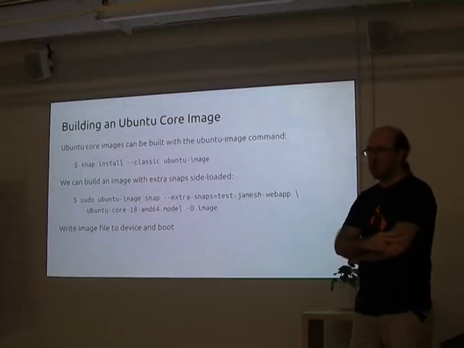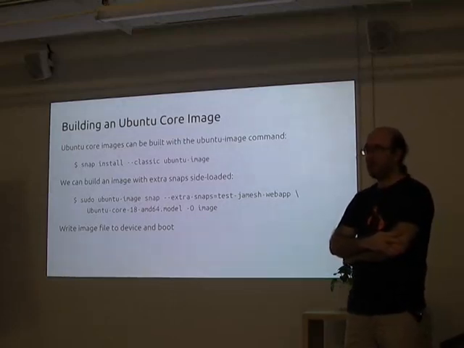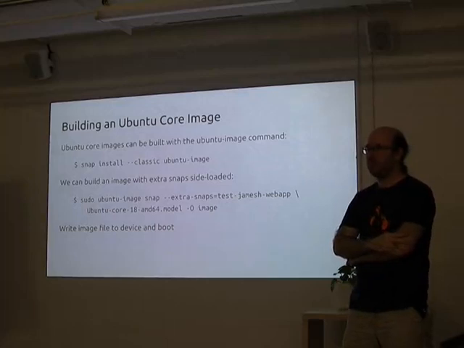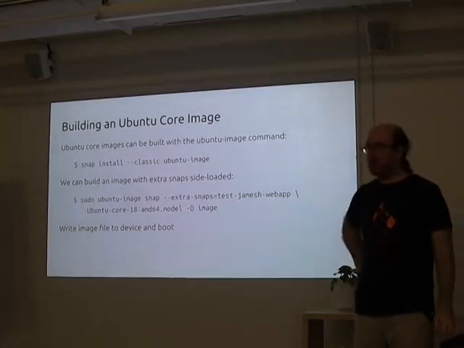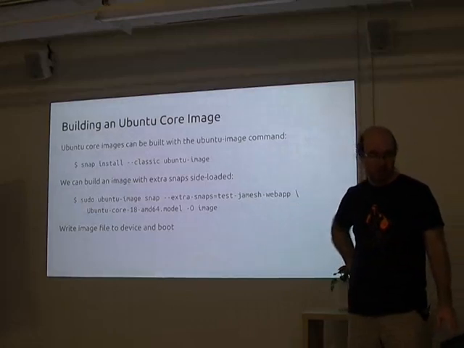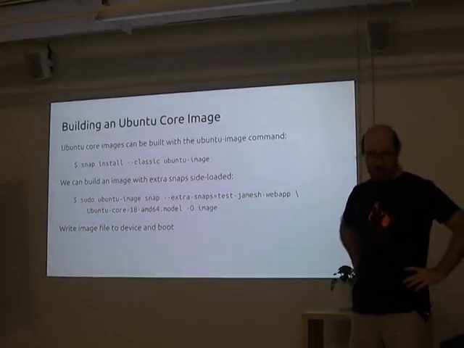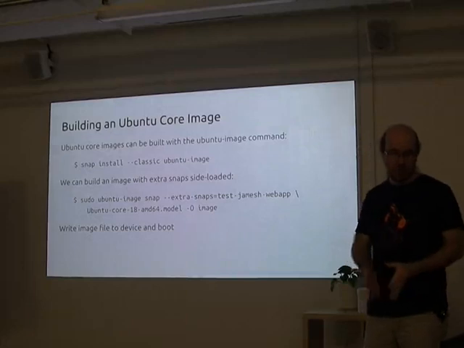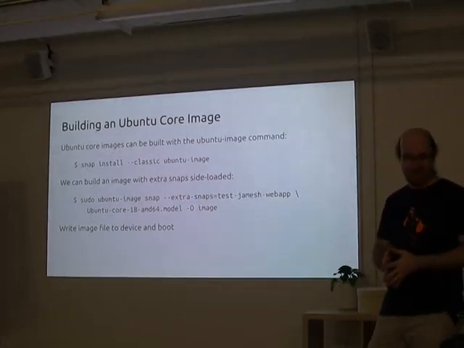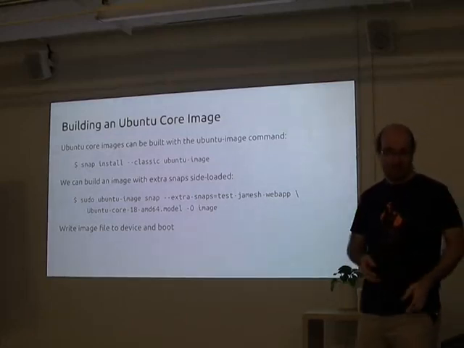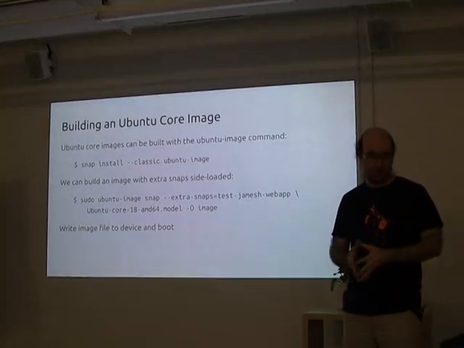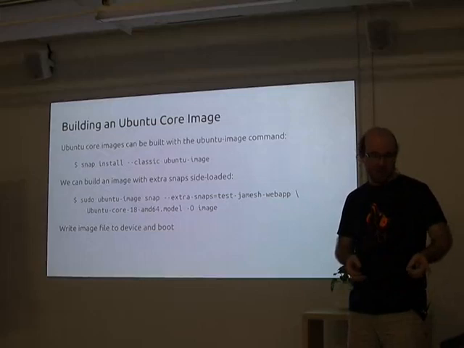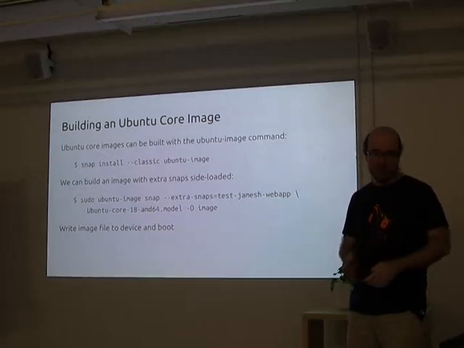So the next step would be to build up an Ubuntu image. There is a command called ubuntu-image, which can build up your Ubuntu Core image. Again, that can be installed using Snap, and then I can invoke the ubuntu-image command, telling it to build with the snap argument, which tells it to build an Ubuntu Core system.